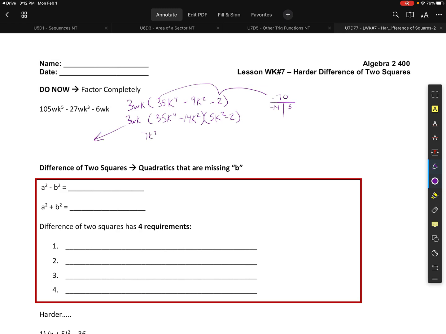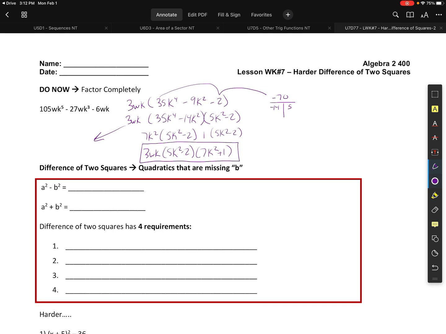GCF, 7K squared, which leaves me with 5K squared minus 2. Got to take out something. Always have to take out something. So here, take out a 1. Leaves me with 5K squared minus 2. 7K squared minus 1 plus 1. And 3WK in front.